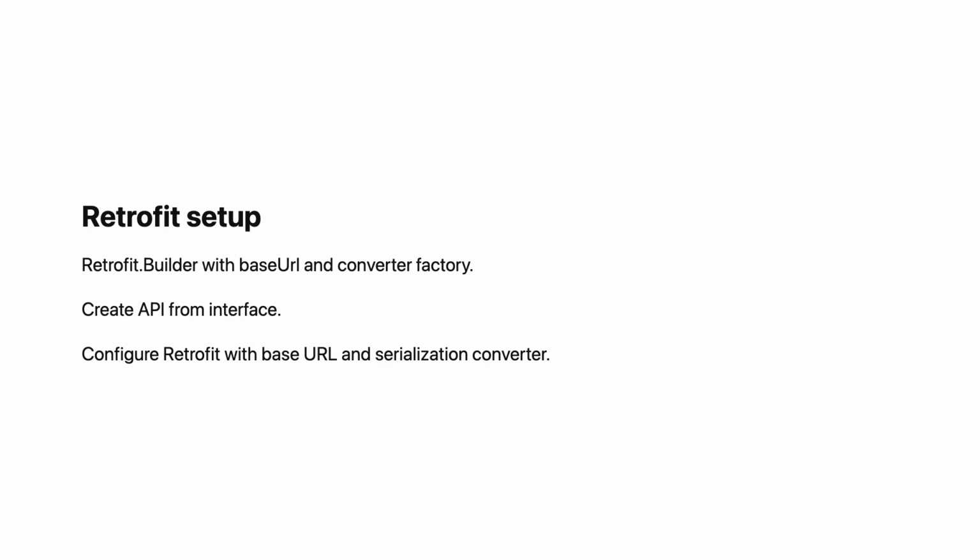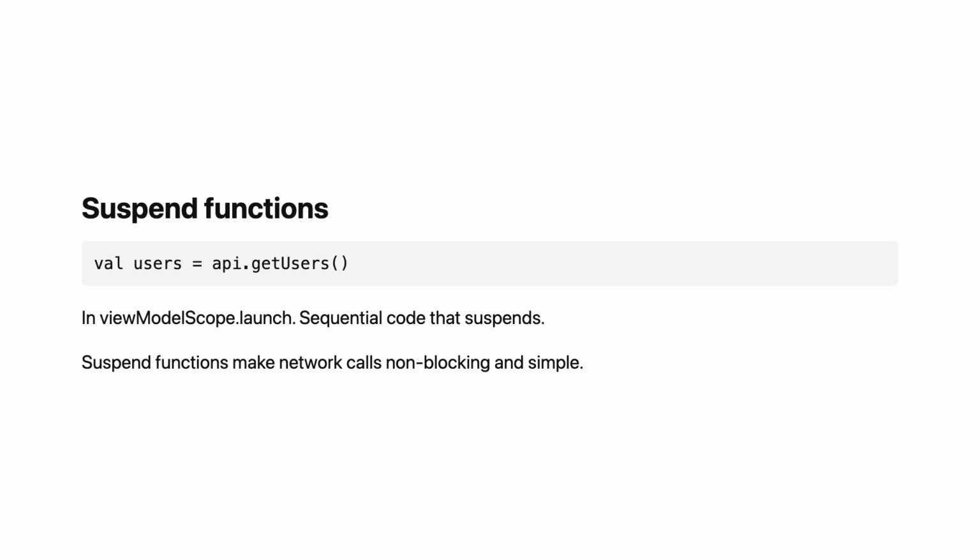API methods are suspend functions. val users = userApi.getUsers(). This suspends until the response arrives. Call it from a coroutine: viewModelScope.launch { val users = api.getUsers() }. Network I/O happens automatically on a background thread. Retrofit handles it. No callback hell. No RxJava complexity. Just sequential code that suspends. Errors throw exceptions. Wrap in try-catch or use a Result type.